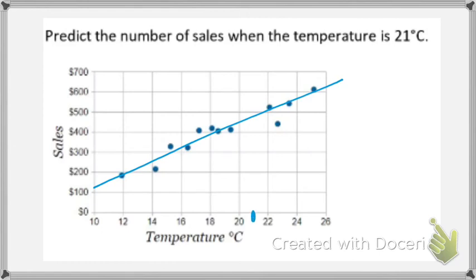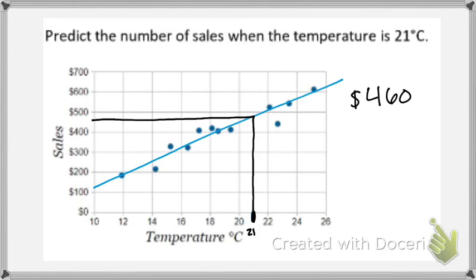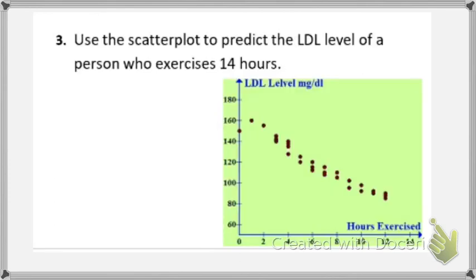Right. Let's put in black. 21. And then let's go up. And our Y value is going to be a little bit over $450. So let's put $460. So when it's 21 degrees Celsius, we're going to have a sales of $460. Okay. Let's do our last one.